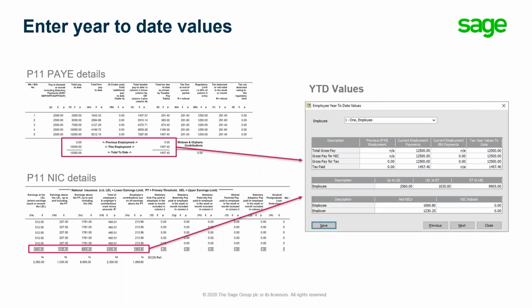The other option, which you'd probably use if you have a larger payroll, or you don't want to go back and process the historical periods, is to enter year-to-date values. So whatever they've earned up to the point before you started using Sage would be entered as a year-to-date value.